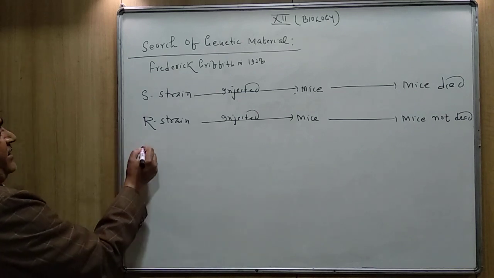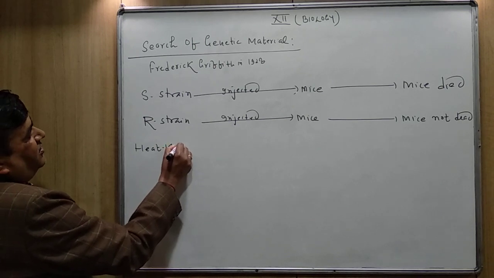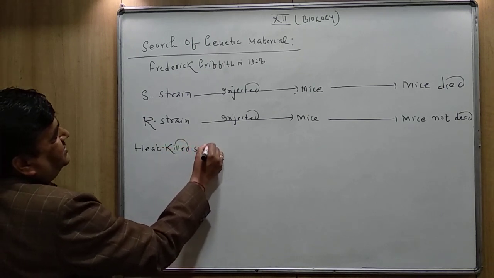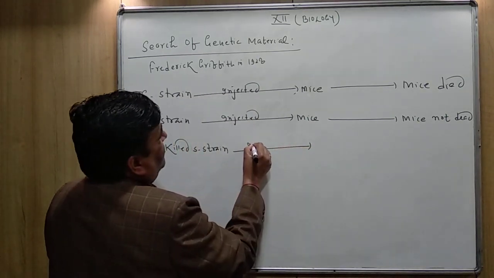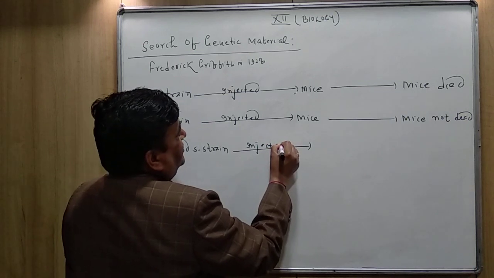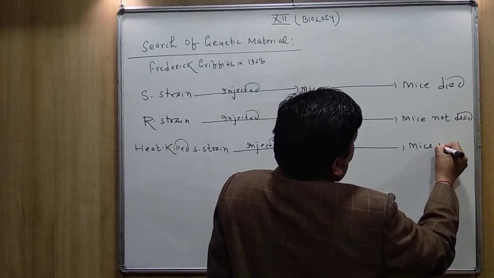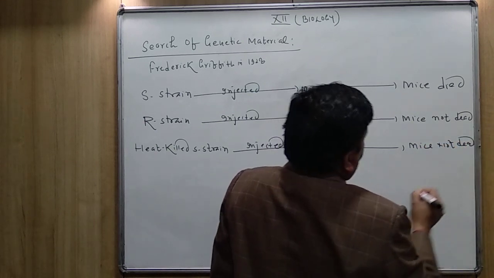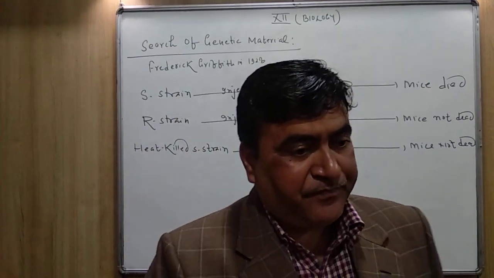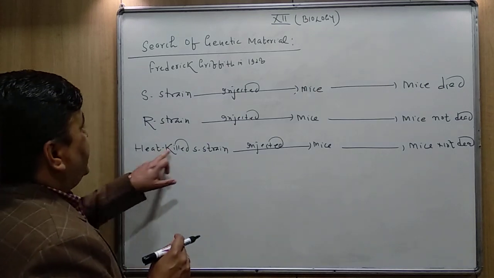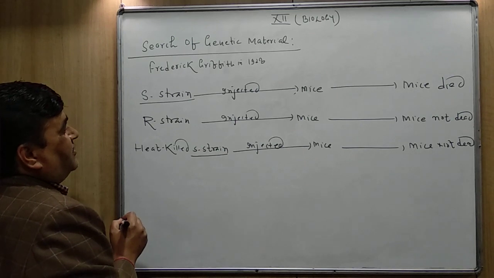Now, in the third step, you can see here, heat-killed S strain. When he injected it into the mice, they were not dead, meaning they remained alive. Heat-killed virulent strain. What do you mean by heat-killed virulent strain? Heat-killed S strain. Here is also S strain, and here is also S strain.